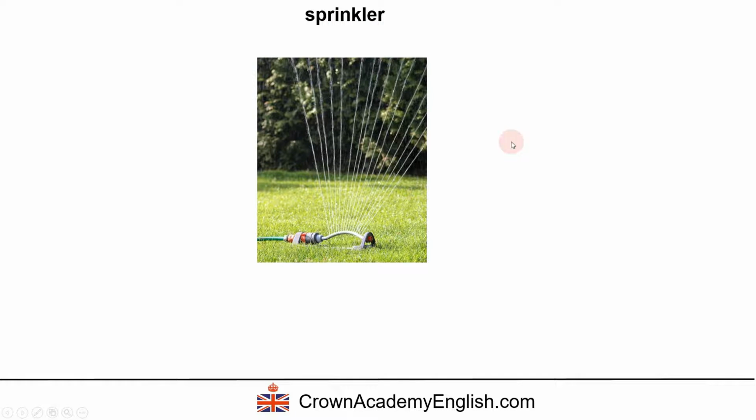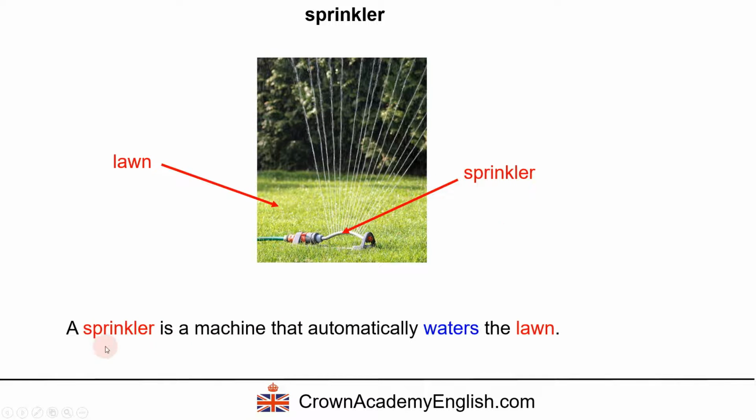Sprinkler. So this is the lawn again, and this is the sprinkler. A sprinkler is a machine that automatically waters the lawn. So it automatically gives water or distributes water to the lawn, to the grass.